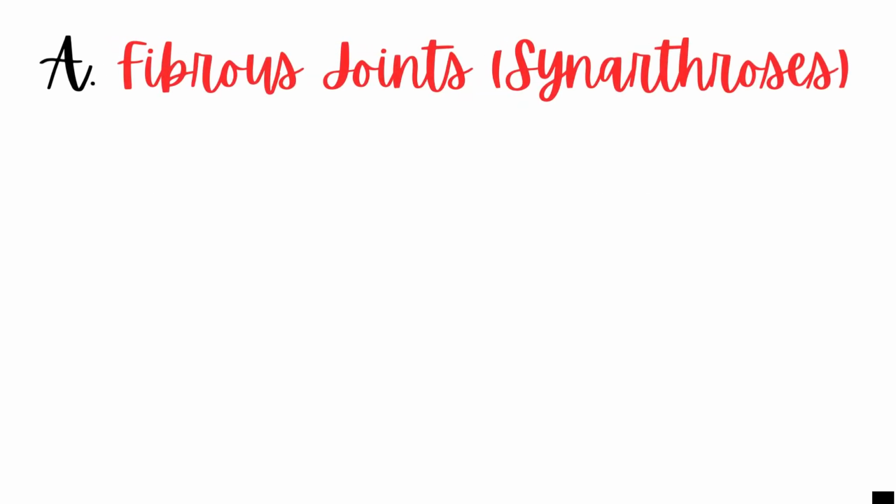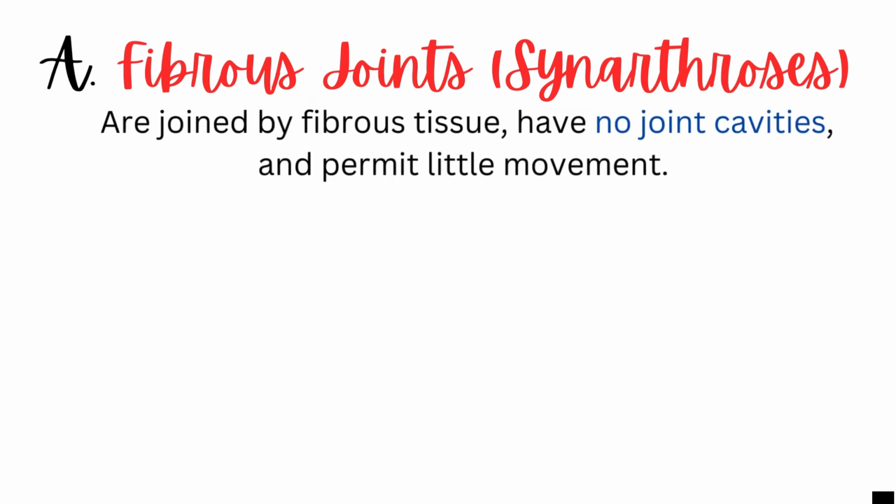There is the fibrous joint, which is also termed a synarthrosis joint. The main thing about this joint is that the bones are joined by fibrous tissue. They do not have any joint cavities in them, and they permit little movement. So where there is little movement, where there is fibrous tissue, and where there is no joint cavity present, such a joint is termed a fibrous joint.